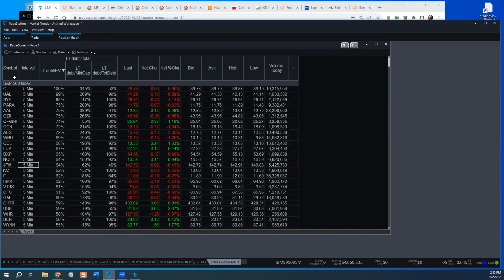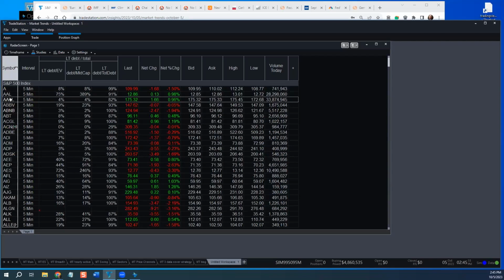And if you look at a name like Apple, 82% of their total debt is long-term debt, but they have almost no debt. So if Apple has some low-rate bonds coming due, they can just pay it off. They have enough cash to not even refinance it. But the thing is, you want to look for the ones that do.